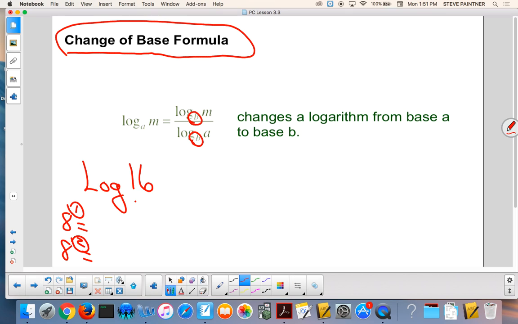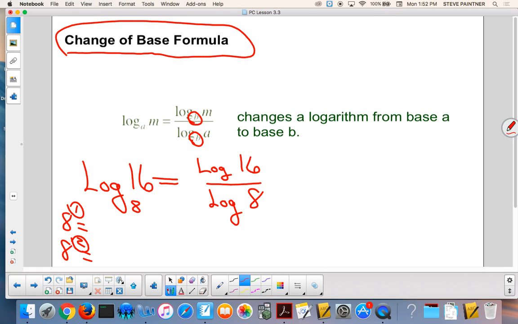Base 8. How do I do it? I just change the base. If I don't like it, I'll go like this. Log of M base A is the same as log of M over log of A. So what would this one be? Log of 16 over log of 8. There you go. But what's the base? What do you want the base to be? Something that you can handle.